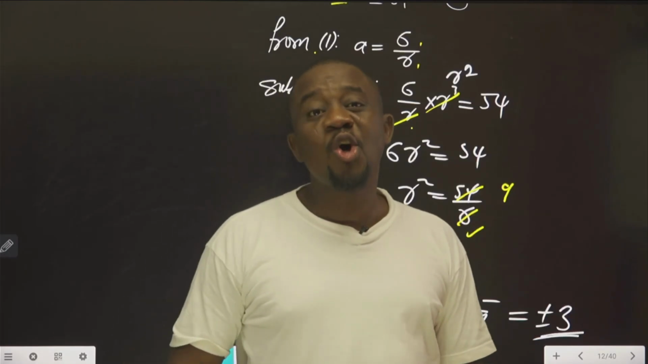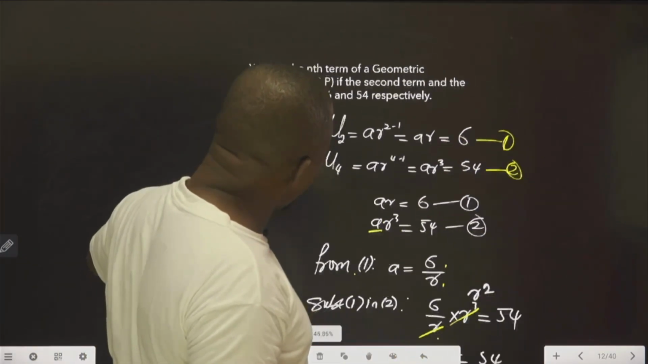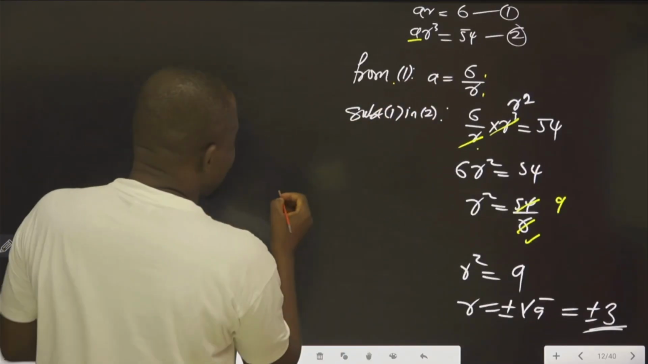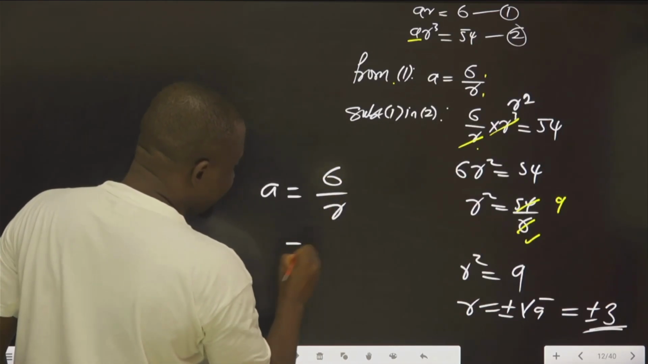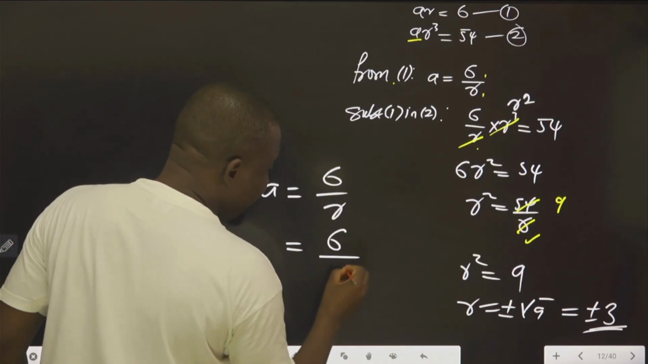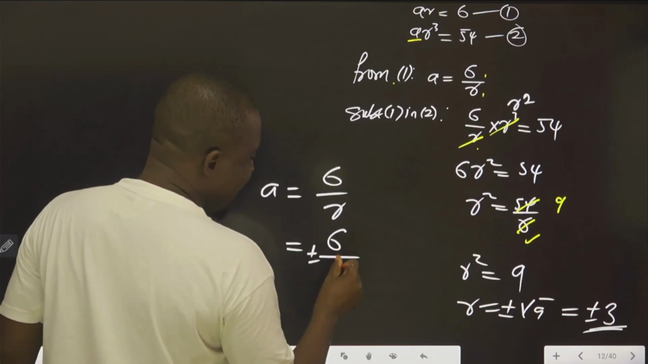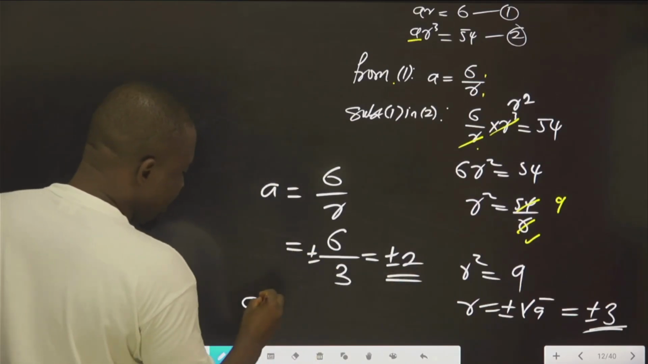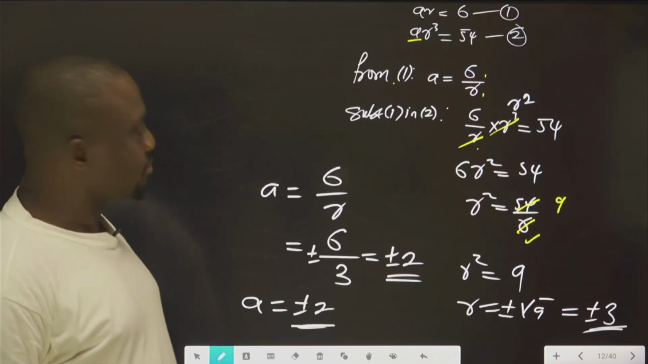Okay? So when you have this now, what next? They are asking us to find the nth term. So what we need to do now, let's first of all find the first term. That is A equals 6 over R. In place of this R, we put 3. Remember, we're going to have plus and minus 2 for A. A is equal to plus or minus 2 because we are bringing plus and minus 3.